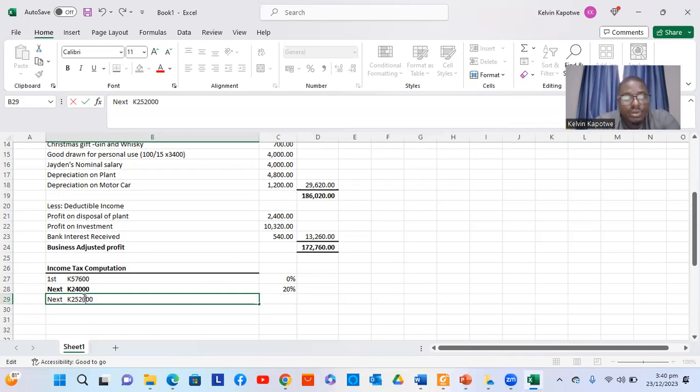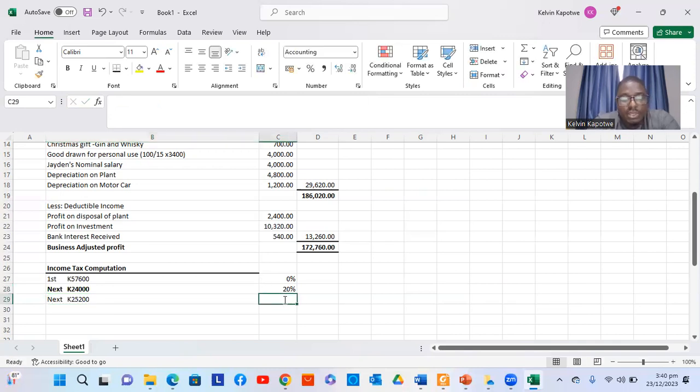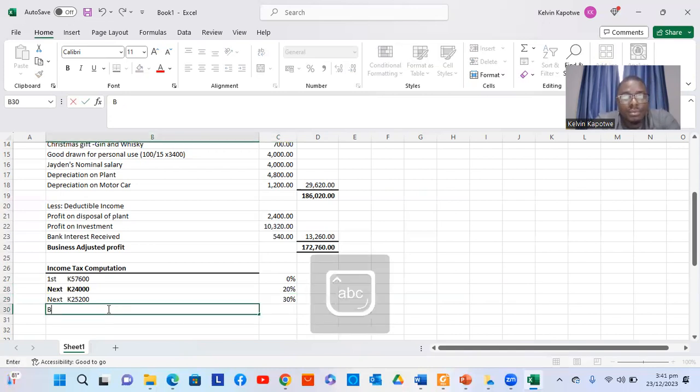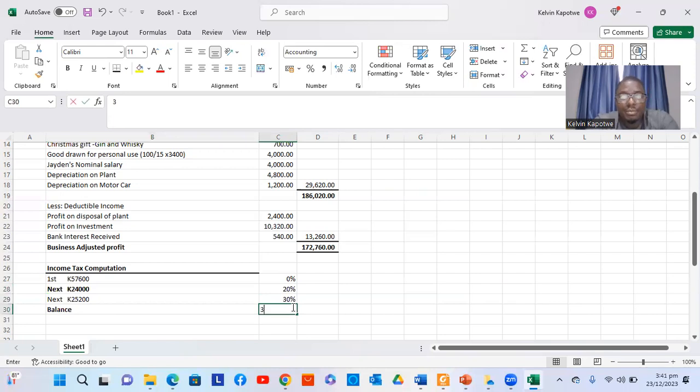25,200. The next 25,200 is taxed at 30%. Then the balance is taxed. The balance is taxed at 37.5%. This is the pay system.